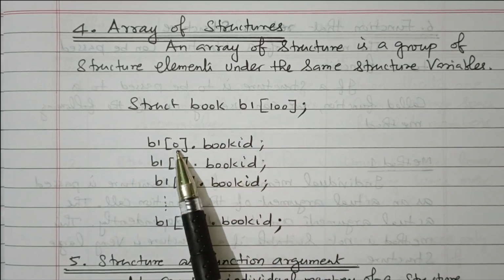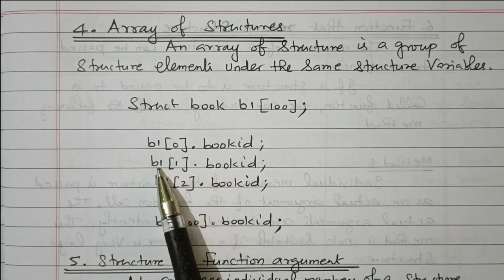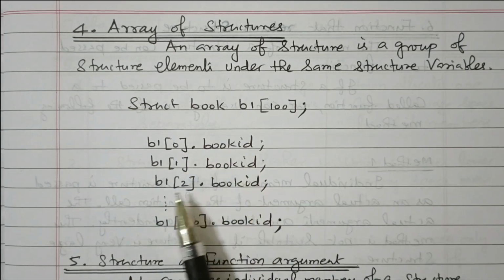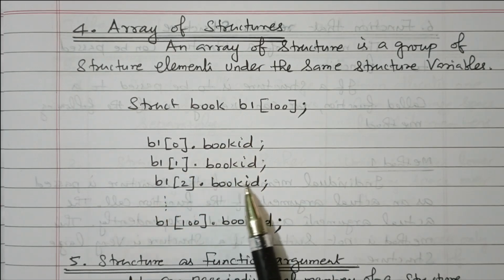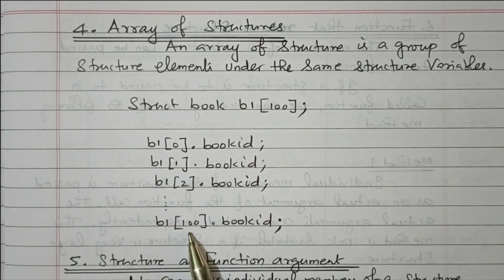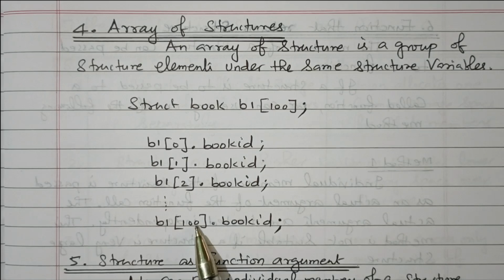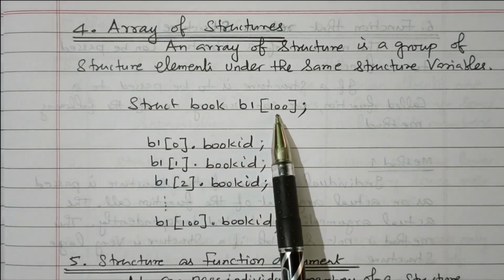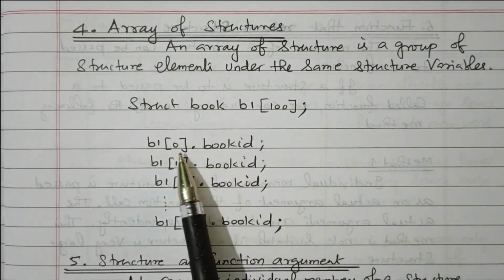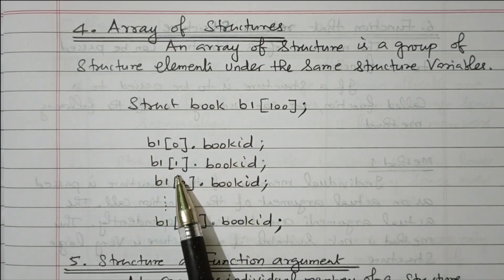b1[0].book id, b1[1].book id, b1[2].book id. Similarly we can go up to b1[99], because it starts with 0, we can go up to 99 dot book id. Earlier we referred to b1 dot book id, b2 dot book id, b3 dot book id. So if we go b3, b4, b5, it is very difficult. So that is why we declare with an array. b1[0].book id, b1[1].book id.